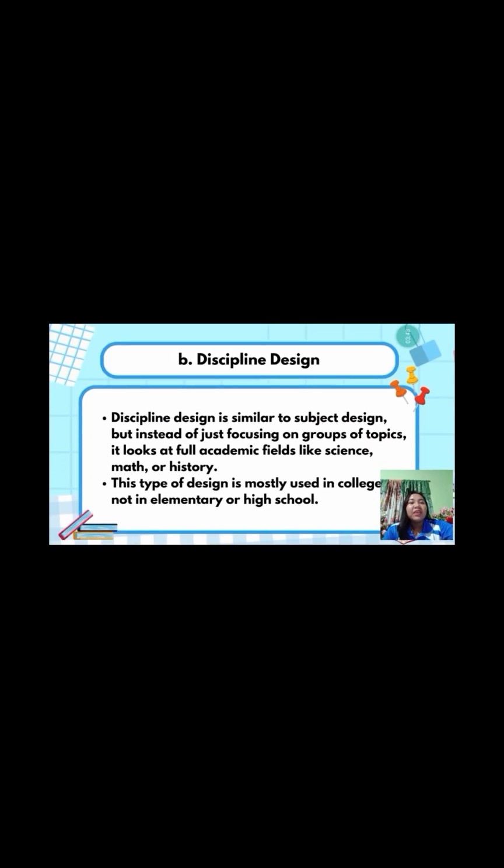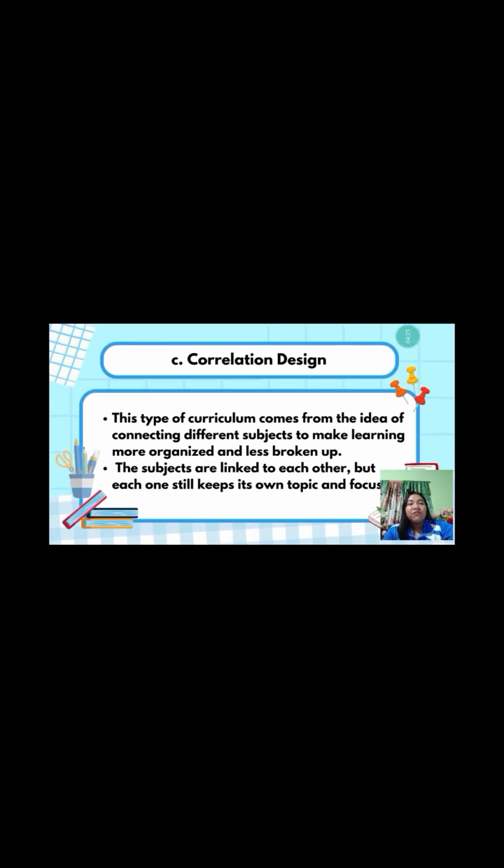Next, we have discipline design. This focuses on groups of topics that look at a full academic field like science, math, and history. This design is mostly used in college, not in elementary or high school. Why is this design mostly used in college? Because in college there are different fields that are being studied by the students.